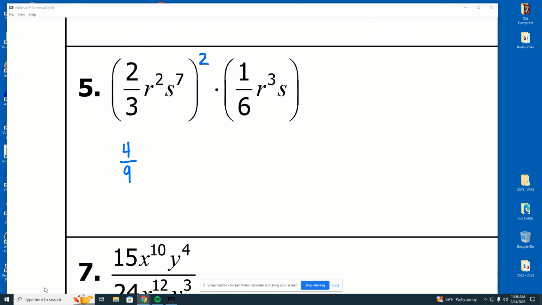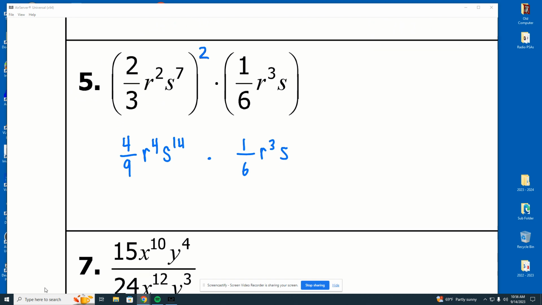Now, r squared, squared. Remember, treat exponents like exponents. When we have a power to a power, what do we do? We multiply. 2 times 2 is 4. How about s? 1 times 2 is 2. Y'all getting it? Times 1 over 6 r cubed s, which has nothing we can do yet.